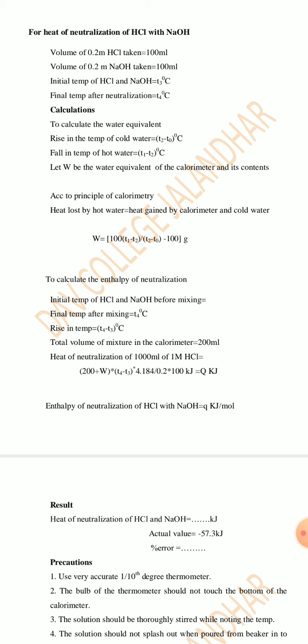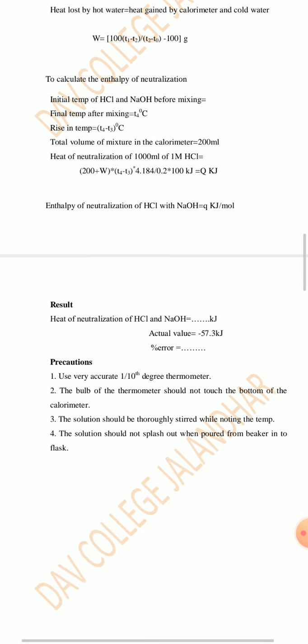The result of this practical: the heat of neutralization of HCl and NaOH is equal to the calculated value in kilojoules. The actual value is minus 57.3 kilojoules, and then calculate the percentage error. This is the practical for thermochemistry in a calorimeter.